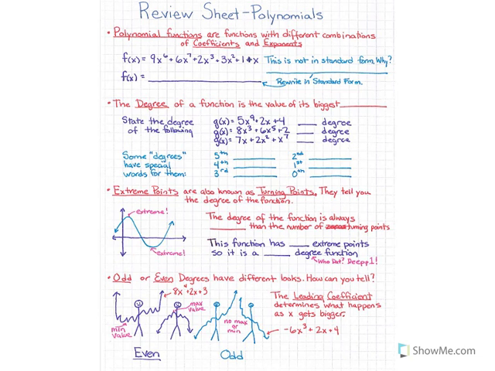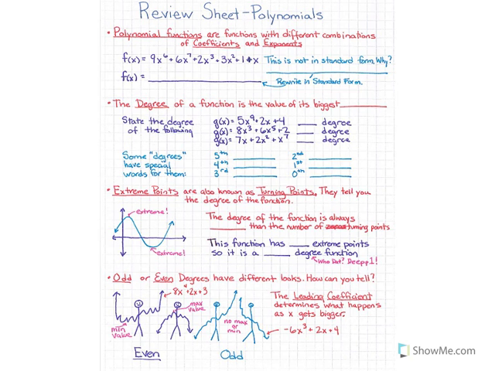Okay, here's some help on our polynomial function review sheet. And we're going to look at all the important things you need to know about. The big terms that we're going to work on we'll highlight at the end, but everything that you need is in here. Polynomial functions are combinations of coefficients and exponents.